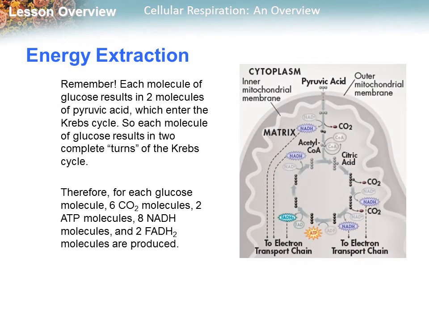So each molecule of glucose results in two molecules of pyruvic acid, which enter the Krebs cycle. So each molecule of glucose results in two complete turns of the Krebs cycle. Therefore, for each glucose molecule, 6 carbon dioxide molecules, 2 ATP molecules, 8 NADH molecules, and 2 FADH2 molecules are produced.